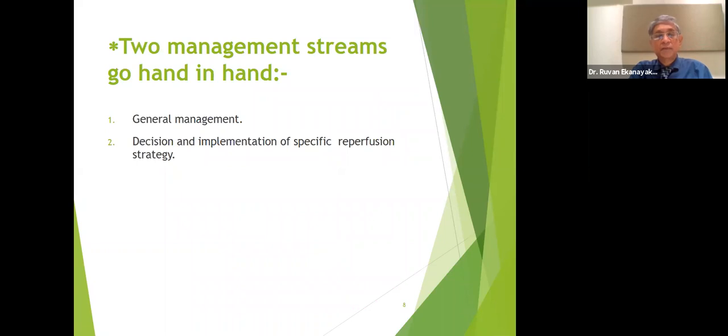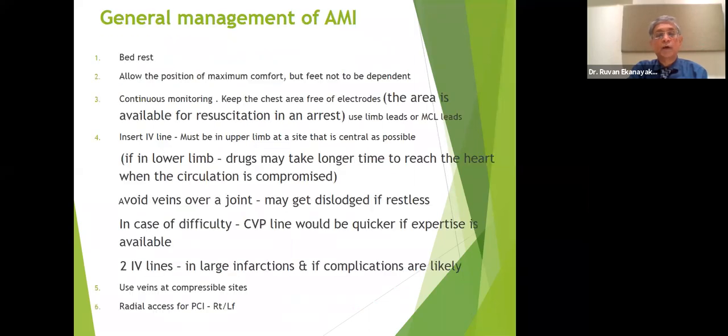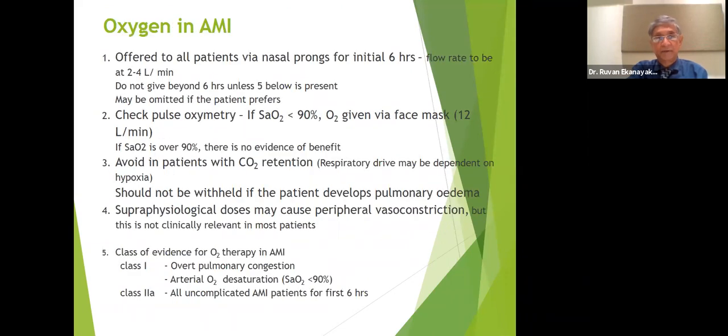Now, two management streams go hand in hand: the general management and the decision and implementation of specific reperfusion strategies for acute coronary syndromes. General management of the AMI, I will not go into details for lack of time. Try to insert 2 IV lines, especially in large infarctions, because if complications are likely, you need 2 IV lines going in, and they must be as close to the heart as possible in the upper limbs, because the drugs take a longer time to reach the heart in acute coronary syndromes with circulatory collapse.